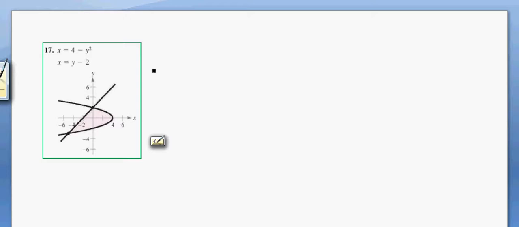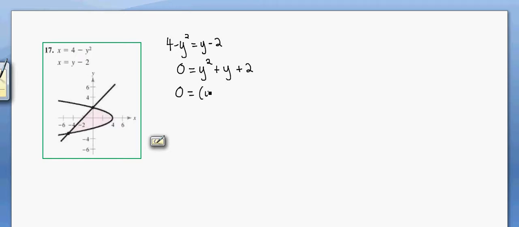In terms of y, we need to know what these intersections are. This looks like it's probably a 2, and this looks like it's probably a -3, but let's go through it. We set 4 minus y squared equal to y minus 2. This is quadratic, so the best approach is to set everything equal to 0 so that we can factor it. So I add the y squared over, subtract 4 over, and I had this y over here.